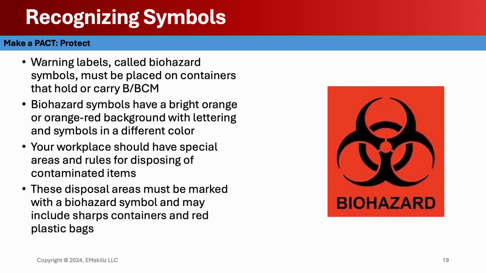Recognizing symbols. Warning labels, called biohazard symbols, must be placed on containers that hold or carry blood or blood-containing materials. Biohazard symbols have a bright orange or orange-red background with lettering and symbols in a different color. Your workplace should have special areas and rules for disposing of contaminated items. These disposal areas must be marked with a biohazard symbol and may include sharps containers and red plastic bags.